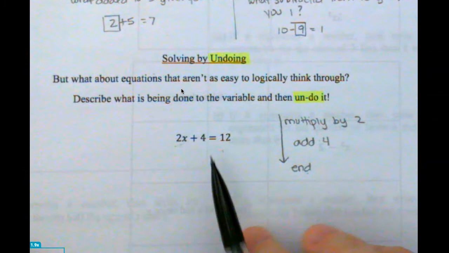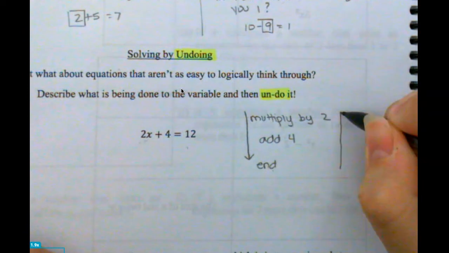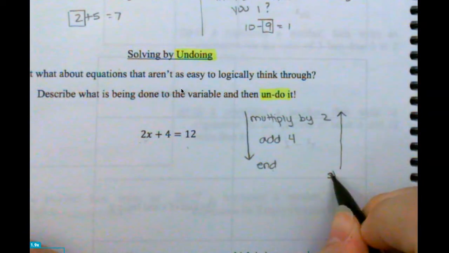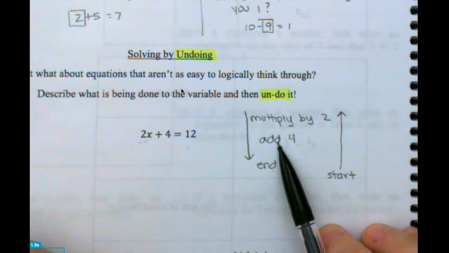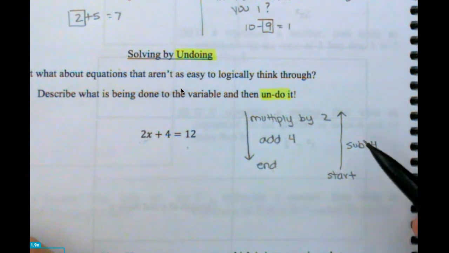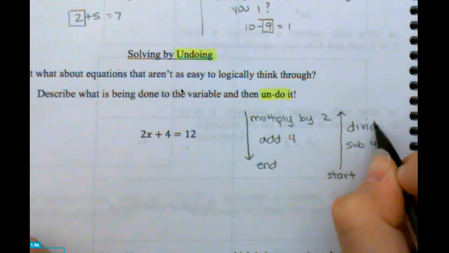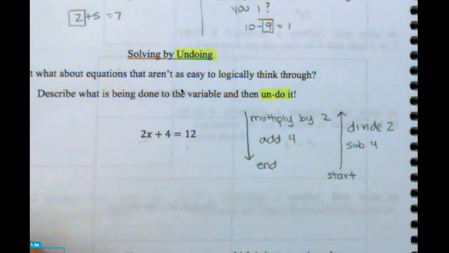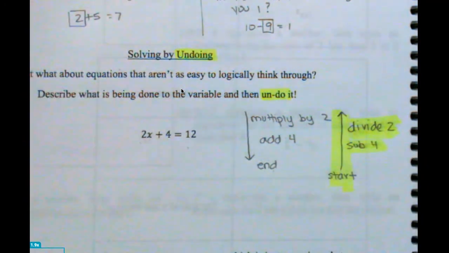If I want to undo this problem, if I want to go backwards and start solving, and this is the undoing, I'm starting at the bottom. I'm going to undo it. What would the undoing of adding 4 be? The opposite of adding 4 would be subtracting 4. And then after I would subtract 4, the opposite of multiplying by 2 would be to divide by 2. This process of subtracting 4 and dividing by 2, that's my undoing.